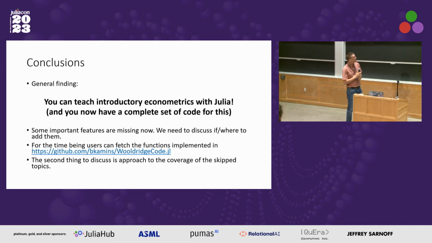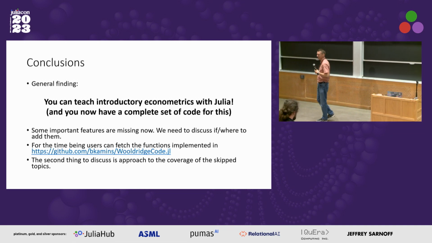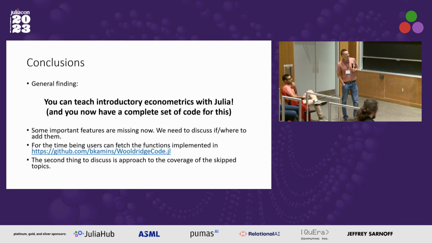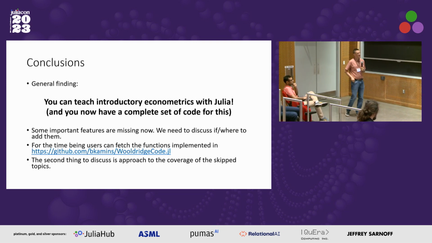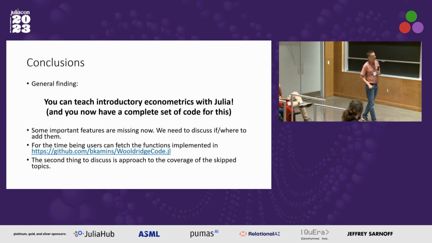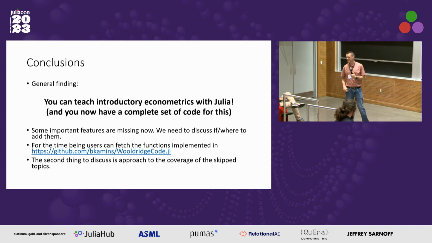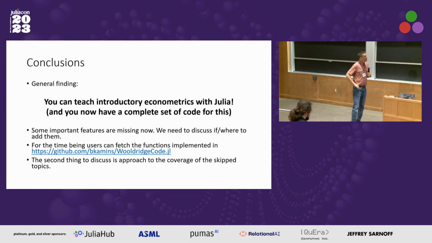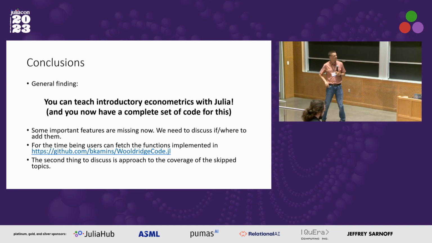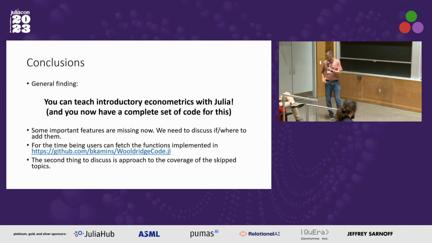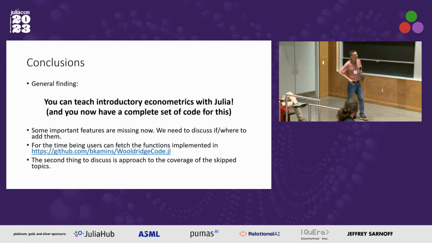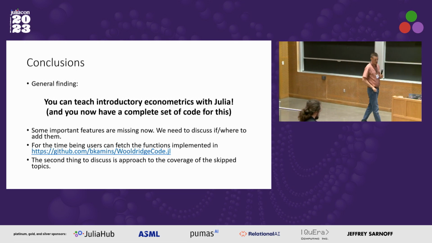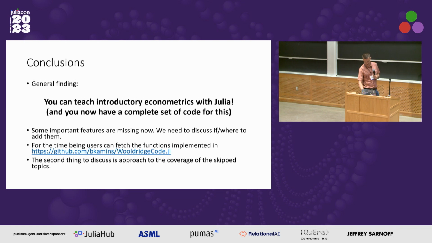So what are the conclusions? The first thing is that I have tested the package and everything that is in Wooldridge I was able to get. And also there is a complete GitHub repository for anyone teaching introductory econometrics that you can just use to give this course using Julia. Still, some features were missing, and I hope that at this mini symposium we can discuss which things should be added to the package and which things do not need to be added.